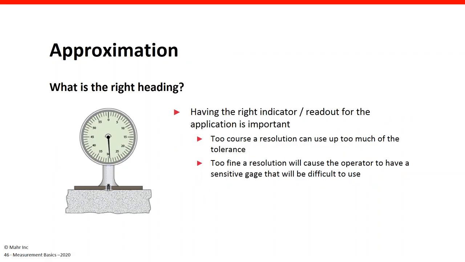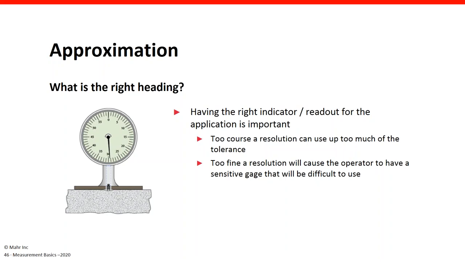And approximation is the last one. There's lots of ways that approximation can influence us. Sometimes the gauge, an analog gauge like this here, does not have the proper resolution for the tolerance that we're trying to check. A too coarse resolution can take up too much of the tolerance, and a too fine resolution can make the gauge too sensitive, trying to count between grads or parts of a grad, and it just makes it very difficult for the user to read that gauge, and sometimes can get a bad reading because of that.